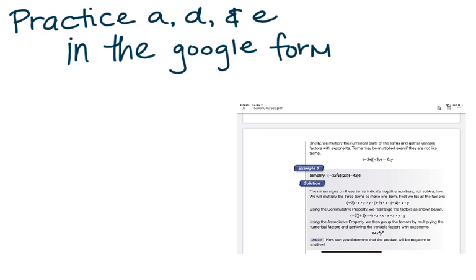Okay, so this is a much longer lesson than yesterday, so I want you to pause here, go to the Google form for practice set, and do A, D, and E. The practice set is for completion points, so you will get immediate feedback when you do it. So pause here, do A, D, and E, and then come back, and we will finish the lesson.